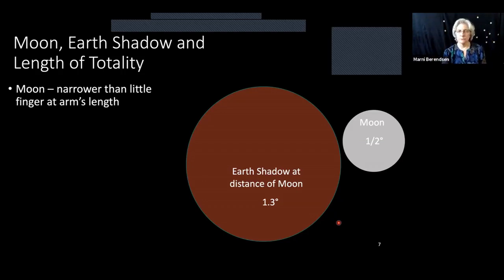Now, Earth's shadow at the distance of the moon is about 1.3 degrees. And so which finger can we use for that? Your thumb. So your thumb held at arm's length from one side to the other, that's about roughly 1.3 degrees. If you hold your thumb up to the sky, that can cover Earth's shadow in the sky. So it's pretty small.